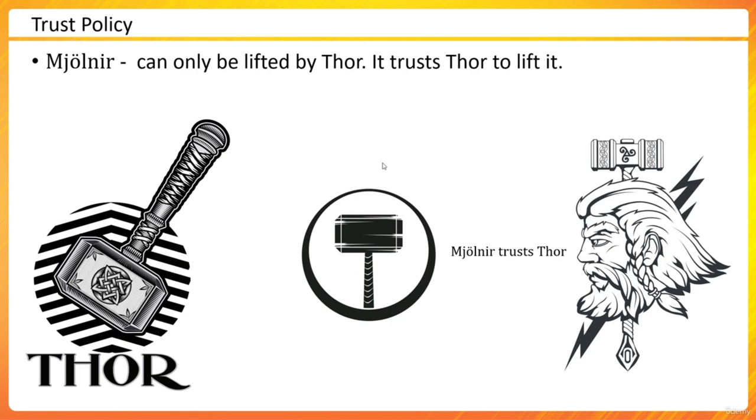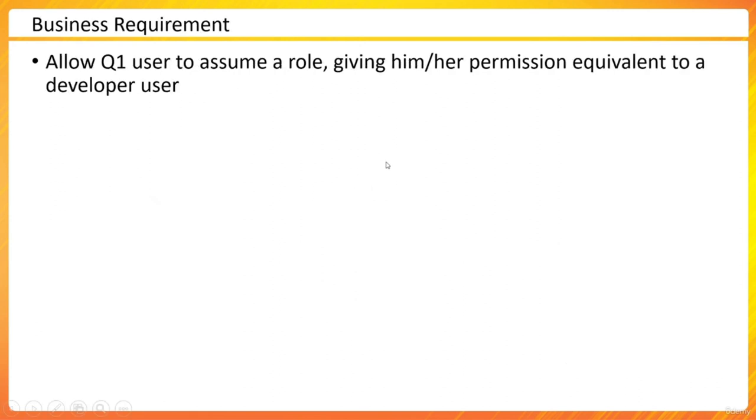Now let me come out of the comic world and let's talk about some very business-specific things here. So we are getting a business requirement. This says we want to allow a QA user to assume a role, giving him or her permission equivalent to a developer user. So maybe a QA person wants to perform operations like a developer. On a regular basis, they would be a QA person and they would perform their task. But maybe for testing purposes, they have to become a developer and see from the developer perspective what type of permissions are there, or maybe some number of tasks has to be completed as a developer, or some setting change requires them to become a developer.